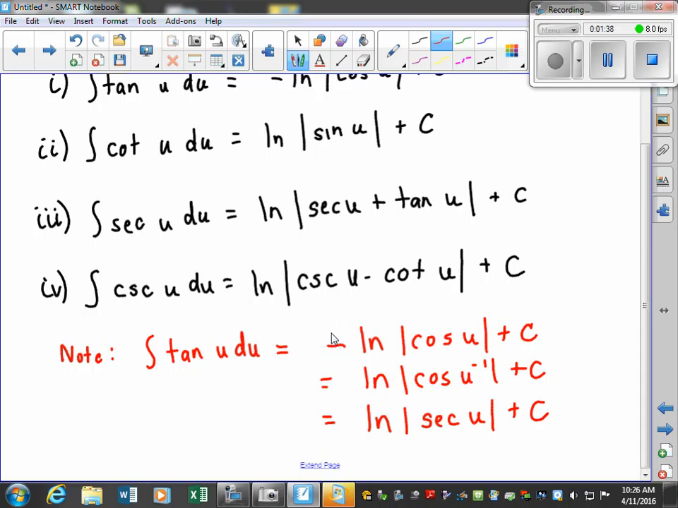So if I take this power and move it back as an exponent, it becomes to the negative 1 power, which would be 1 over the cosine of u, is also equivalent to the secant of u. So later when we see this in an example, I want you to see where we got that from. So these two, this and this, are equivalent.